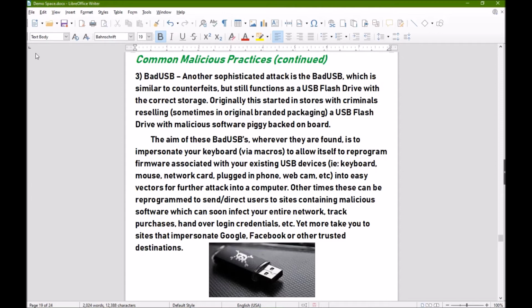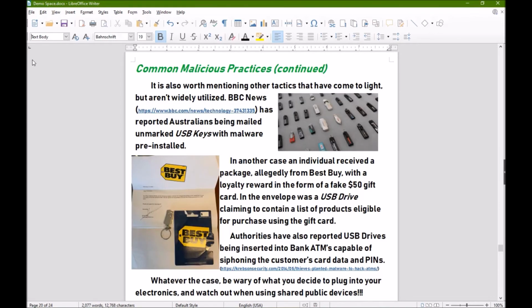Other times, these USBs can be reprogrammed to send or direct users to sites containing malicious software, which can soon infect your entire network, track purchases, or hand over login credentials. Yet more take you to sites that impersonate Google, Facebook, or other trusted destinations. It is also worth mentioning other tactics that have come to light but aren't widely utilized.